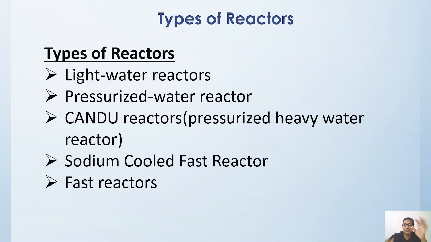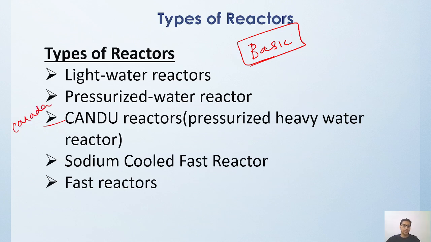So we have discussed only the basic functioning of a reactor right now. Now we will be discussing the types of reactors that we are utilizing. There are 5 main types of reactors. That is the light water reactor, then the pressurized water reactor, then the CANDU reactor, which is being utilized in Canada, and then the sodium cooled fast reactor, and then fast reactors. So let's see one by one what all these reactors are.